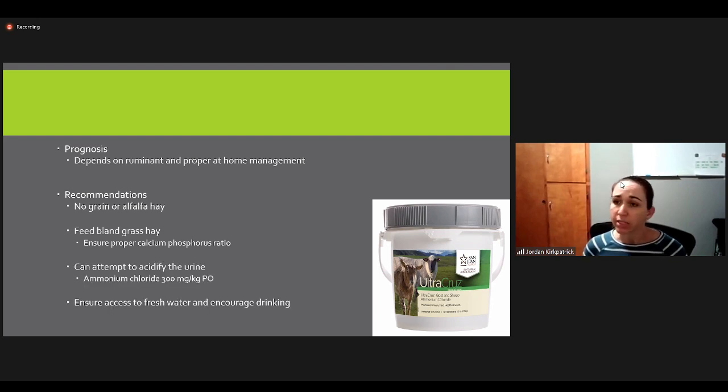They can attempt to acidify the urine to help dissolve any residual stones. One thing that's used is ammonium chloride at 300 mg per kg PO, Q24. Usually you'll do this for a week or two and then have them do it for a week at the beginning of every month, just to cyclically acidify the urine to potentially dissolve anything. And always make sure they have access to water and that they're drinking appropriately to keep themselves adequately hydrated.